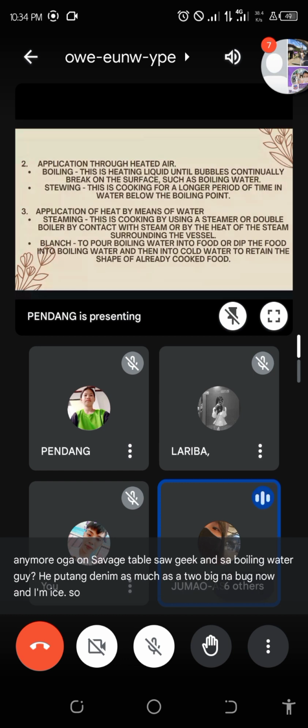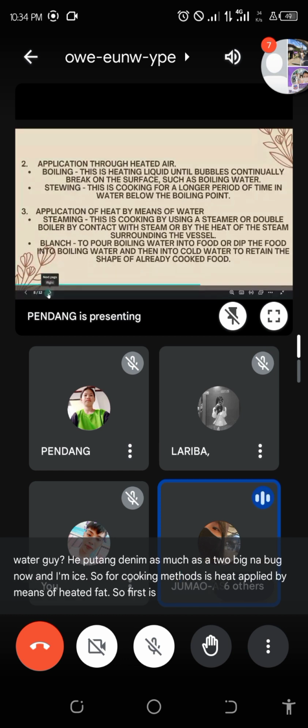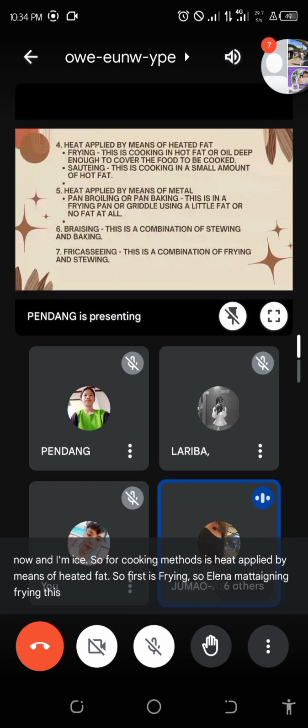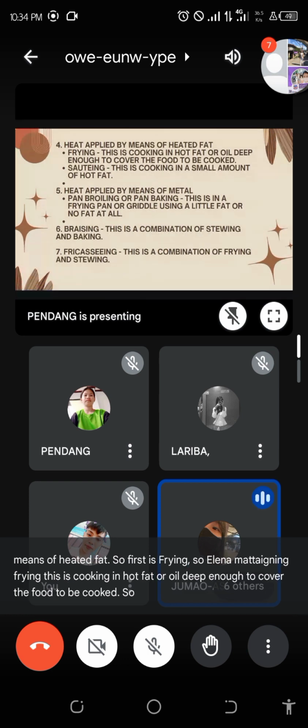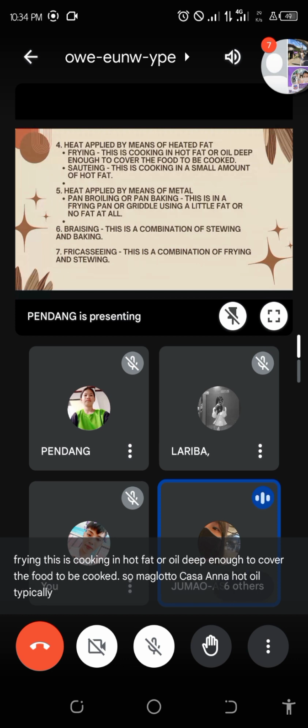So fourth cooking method is heat applied by means of heated fat. So first is frying. So kaila naman ta aning frying. This is cooking in hot fat or oil deep enough to cover the food to be cooked. So magluto ka sa kanang hot oil, typically between 350 and 375 degrees Celsius.